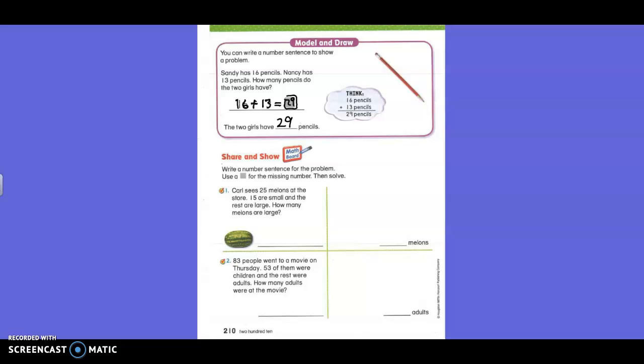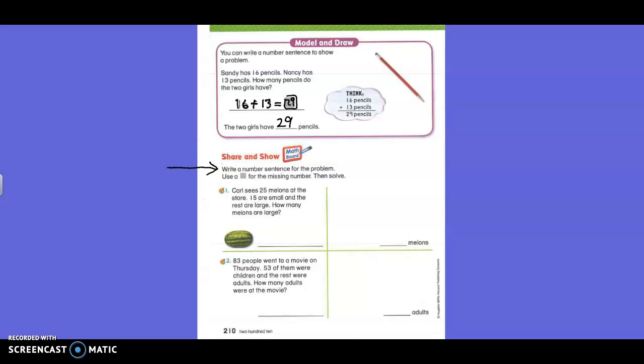Okay. Now this is what a lot of you guys kept forgetting to do yesterday. When you wrote your number sentence, you forgot to make a box. You just wrote the answer, whatever number went in the missing number, right? So here's what I want you to do today. Make sure, because some of you are going to have to correct at recess or before then if you can, because you did not put the box around the missing number that you're trying to find. Okay? Write a number sentence for the problem. Use a box for the missing number. Then solve.